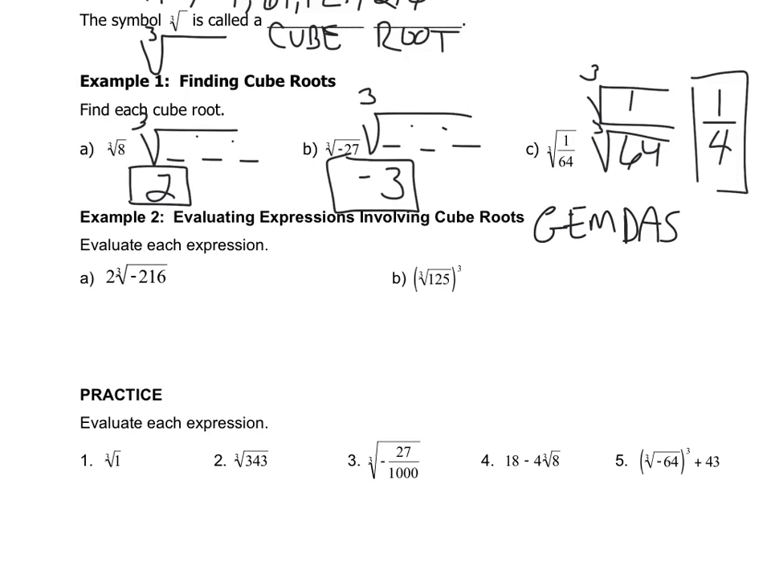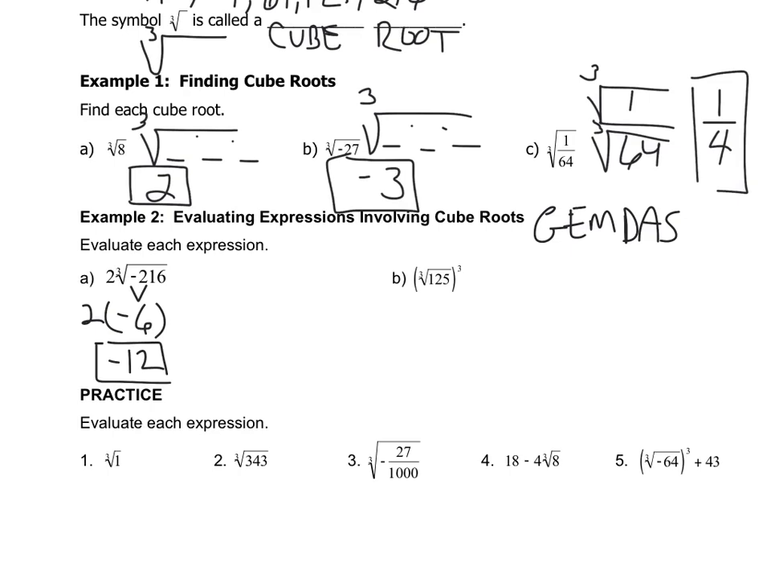So the first thing I need to do is focus on what is the cube root of negative 216. So negative 216. 216 is a perfect cube, and that becomes a 6, and we know that that's a negative. Then I can bring down the 2. And when I then say 2 times negative 6, I get a negative 12.